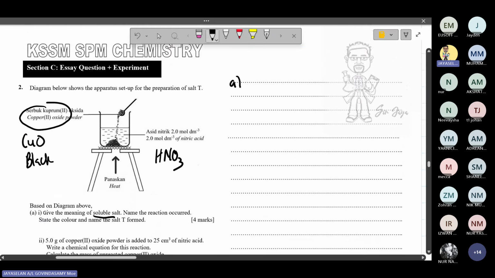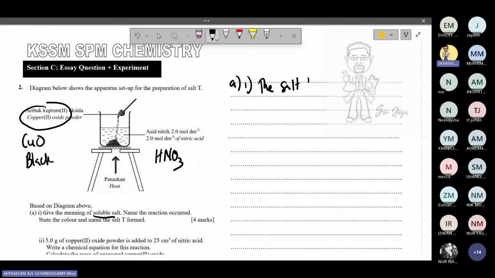Okay, so first point A1: the salt that dissolves completely in water is called soluble salt. Finish. Any question? Okay, one mark.